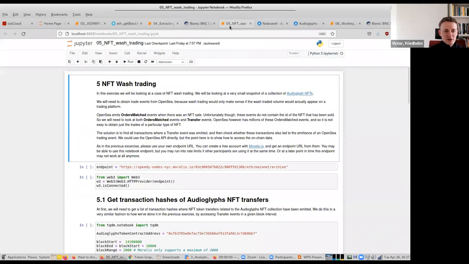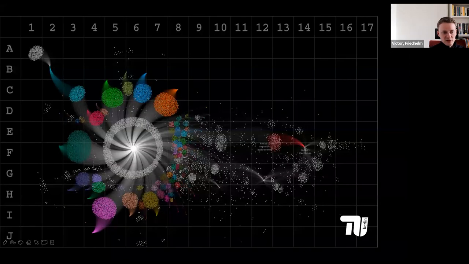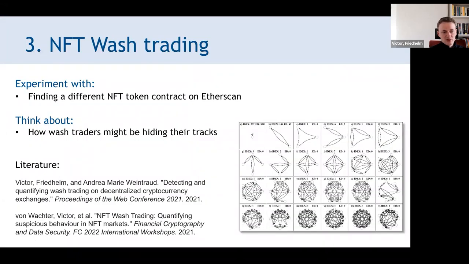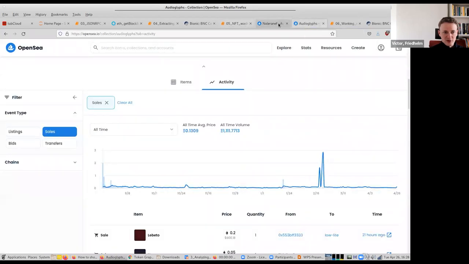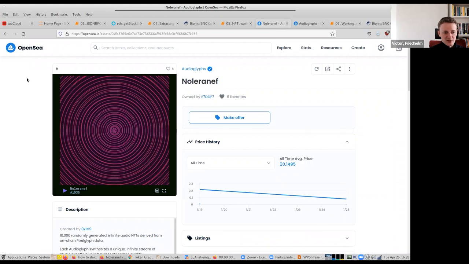Okay, then we'll be looking at the next exercise, which is on NFT wash trading. So I'm sure you've heard about NFTs before. And I've also previously briefly outlined what wash trading is and how it works. But in this case, we'll be looking at crypto assets of the NFT type. And specifically, I've recently been pointed to something like this here. It's on OpenSea. They're called audio glyphs, which are not just pictures, but apparently they are music NFTs.